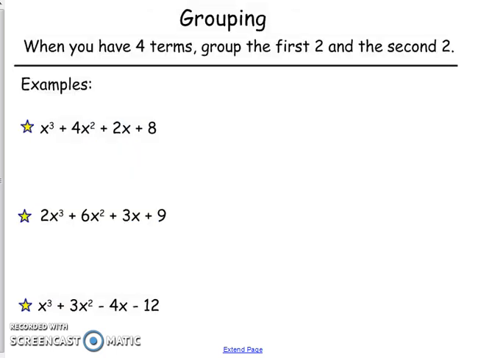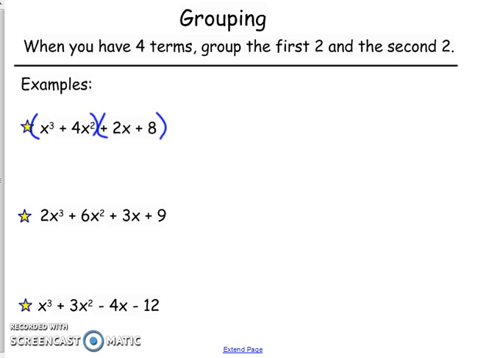Grouping is when you have 4 terms. If you have 4 terms, you want to group. If you group the first 2 and the second 2, this is similar to how we factor quadratics the long way. You have to have the same expression within the parentheses. So there's 4 terms, so I'm going to group it.